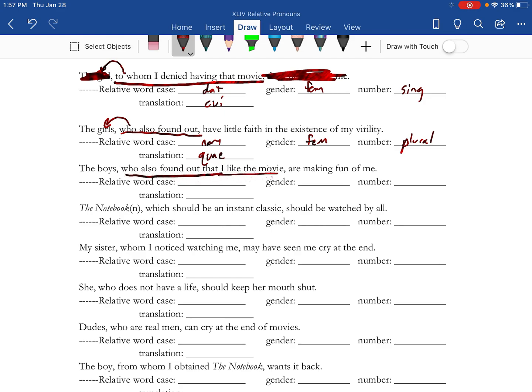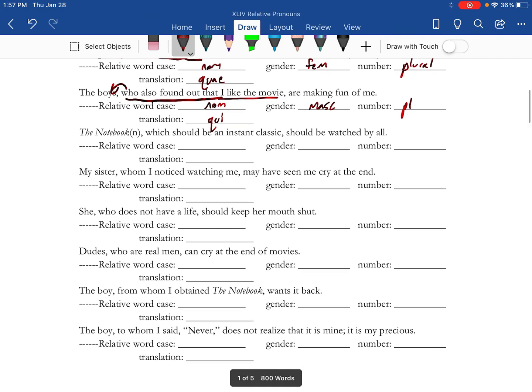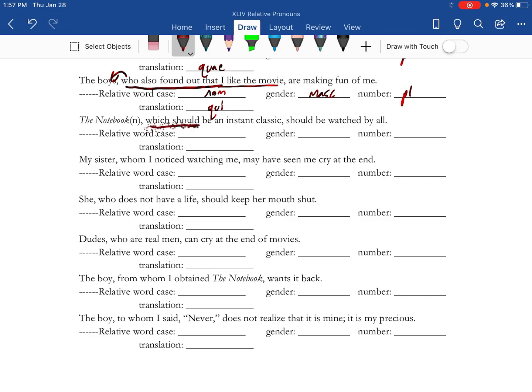The boys who also found out that I liked the movie are making fun of me, so who? Boys. Masculine, plural. Nominative, qui. The notebook, which should be an instant classic, should be watched by all. There's our clause, which goes back to the notebook, which is neuter in this instance. Neuter singular. And it's nominative as well, because it's the subject of the clause.